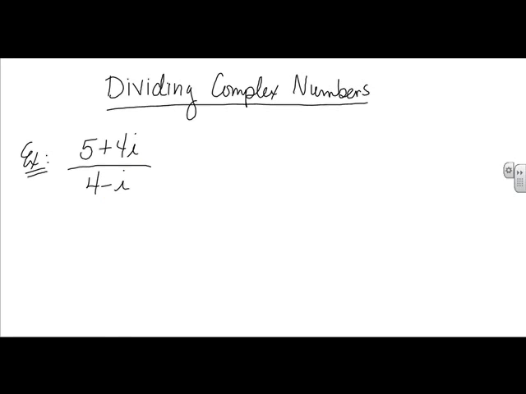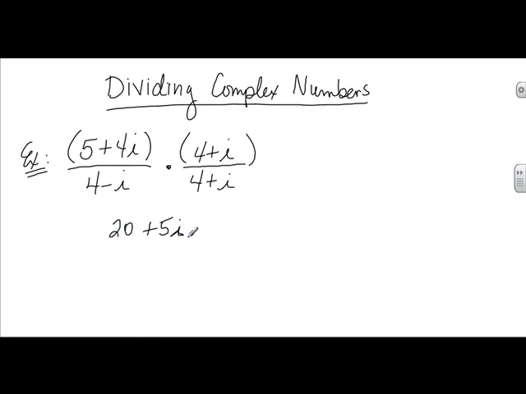To get rid of i in the denominator, we can make that happen if we multiply that denominator by the complex conjugate, 4 plus i, which is fine as long as we remember to do that to the numerator, or the top of the fraction, as well. And now it's just a straight multiplication problem. 5 times 4 is 20. 5 times i is 5i. 4i times 4 is 16i. 4i times i is 4i squared.